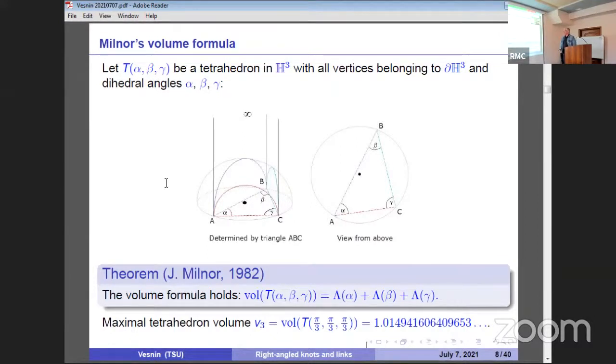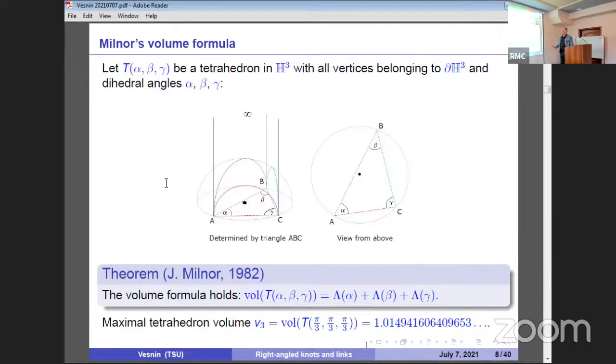Suppose we have a tetrahedron in hyperbolic three-dimensional space such that all its vertices belong to the boundary of the space, to the absolute, and three points belong to the plane and the fourth point is at infinity. If you consider such a tetrahedron, it is easy to understand that the sum of angles alpha, beta, and gamma is equal to pi. So it is just a usual Euclidean triangle, and everything is determined by these angles. The opposite angles are the same as the angles at the opposite edge. And Milnor's formula says that the volume of such a tetrahedron can be found as a sum of three Lobachevsky functions calculated at alpha, beta, and gamma.